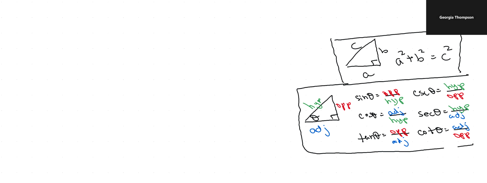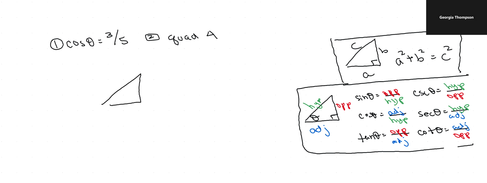So for these problems, you can be given two things. One is just one trig ratio. So here, for example, we are given cosine. And then the second thing you're given is a quadrant. Let's just say it says quad 4. So this quadrant tells us which ones need to be negative and which ones need to be positive. So I'm going to draw my right triangle. From this, you can find all the others. So the problems here, if you're given these two things, you can form this right triangle and find all of the trig ratios. So here I'm going to draw my right triangle.